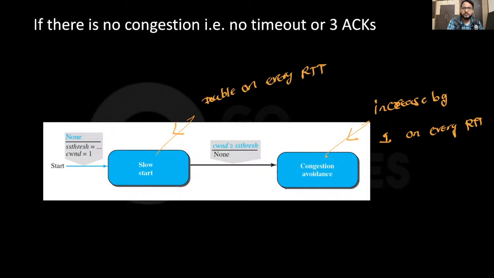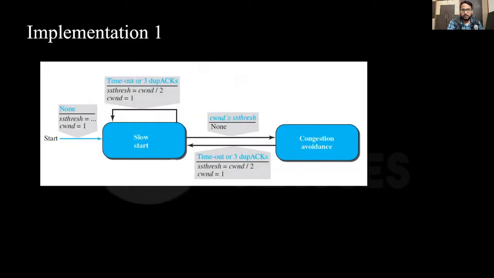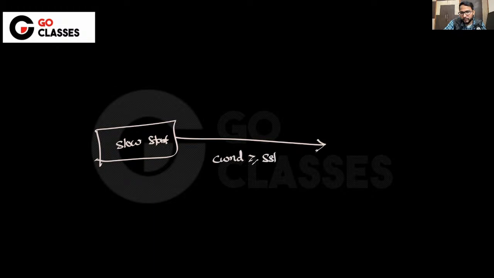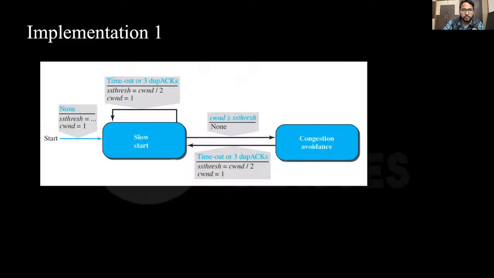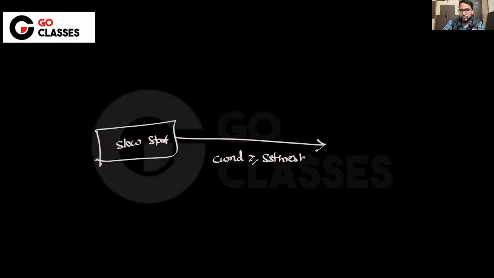Okay, so let's talk about implementation 1. It is saying that you are in the slow start, and if the threshold is reached, which means there is no congestion, everything is fine. If the threshold is reached, then you go to congestion avoidance. Very good. And that's where life is simple.